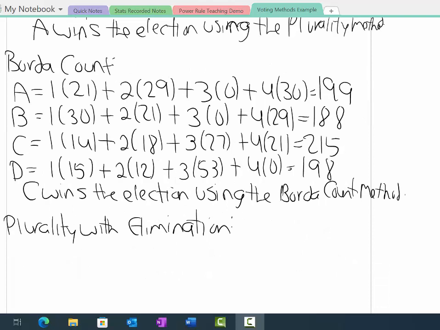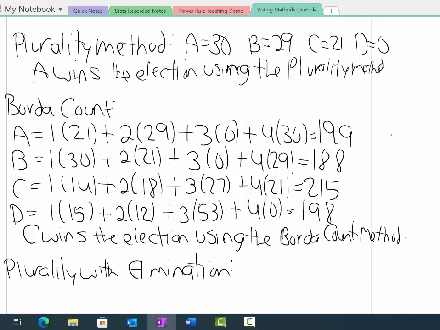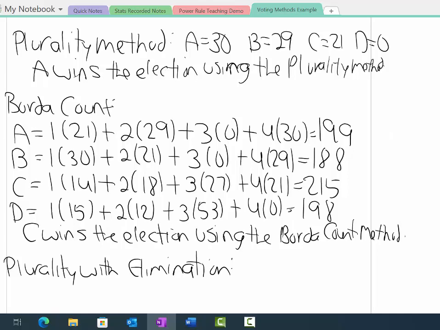Okay, next up is plurality with elimination. Now remember, we're still counting first place votes, but in order for a candidate to win, they must have a majority of first place votes. That means more than 50%. So let's go back up. We've already done it for the plurality method, so the first round is easy.